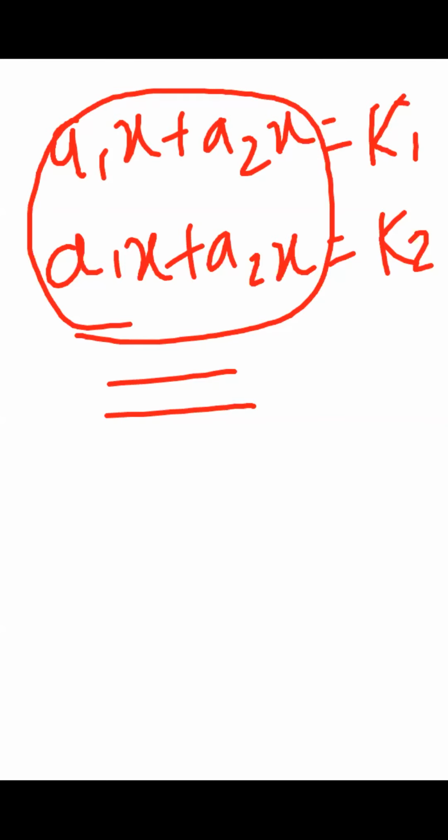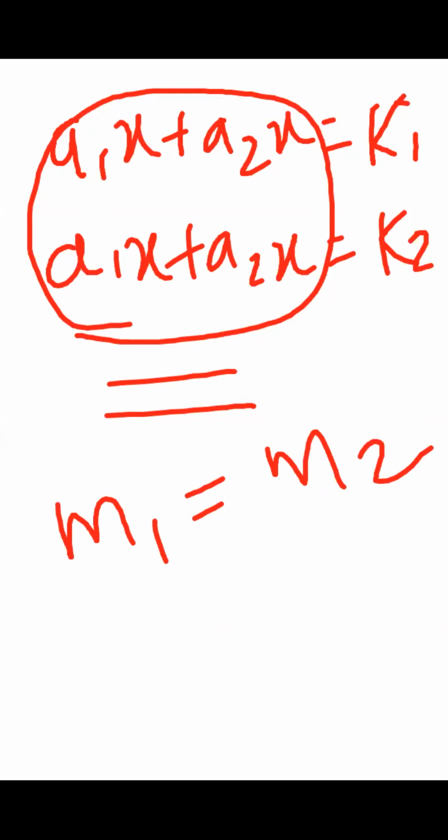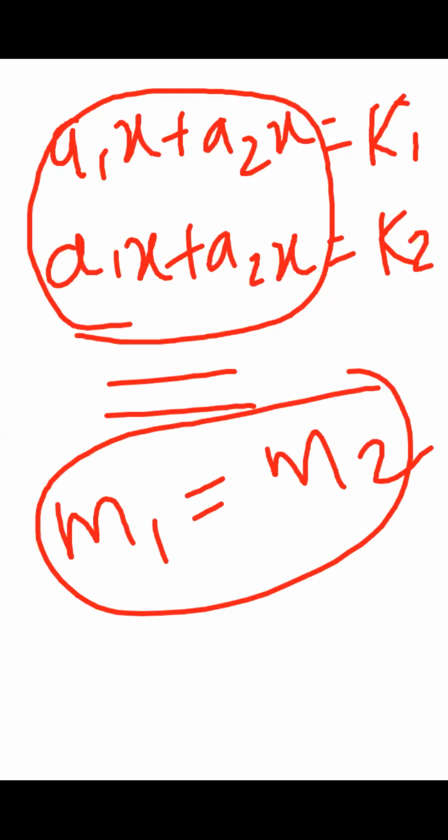What is another property of parallel lines? Another property of parallel lines is that parallel lines will have equal slope. If this is the slope of one line, and you draw another line parallel to this, the slope is still the same. So what is another way to prove these two are parallel? You calculate the slope of line 1 and the slope of line 2. If both are equal, then definitely these two lines are parallel to each other.